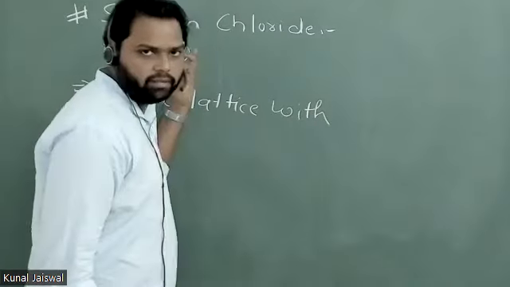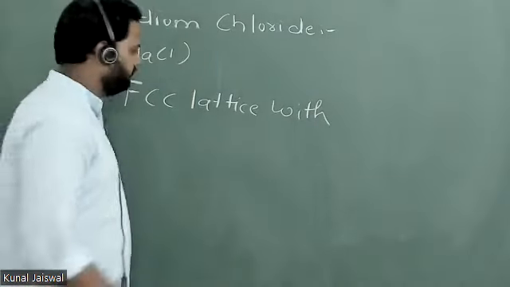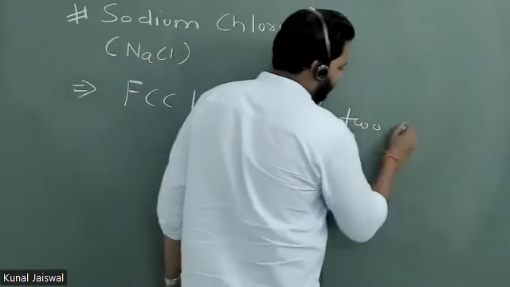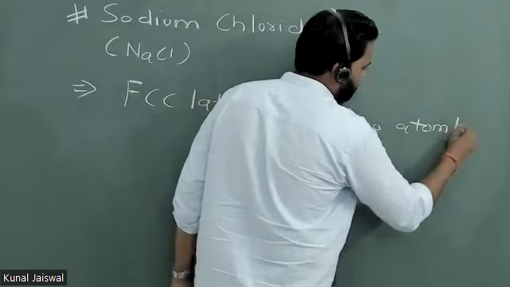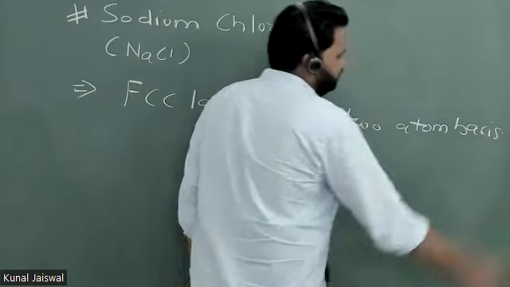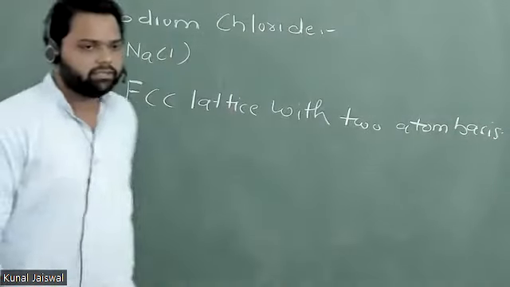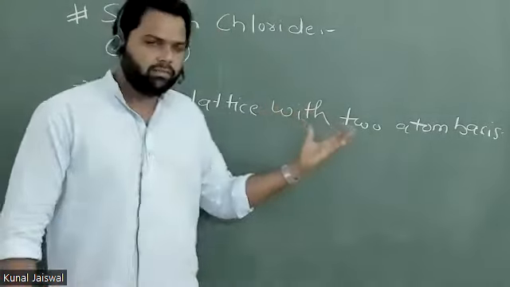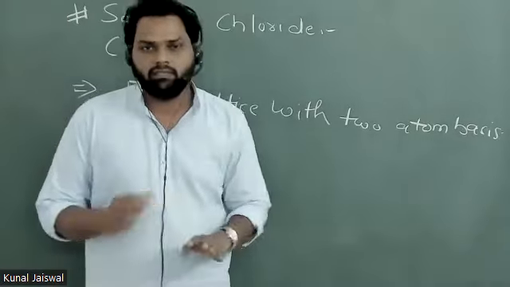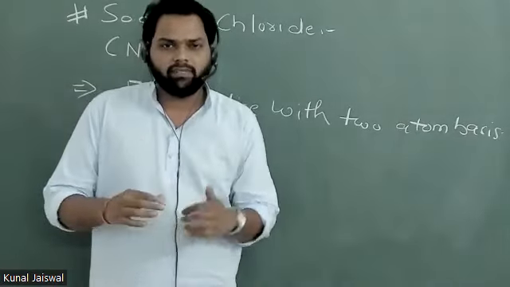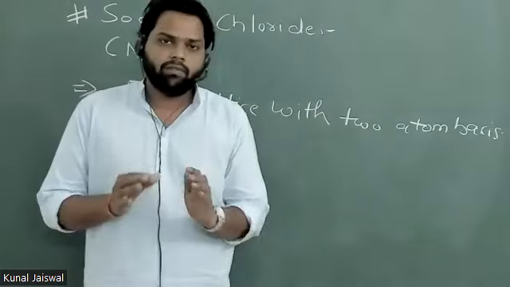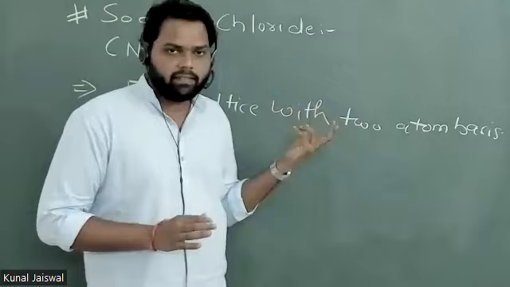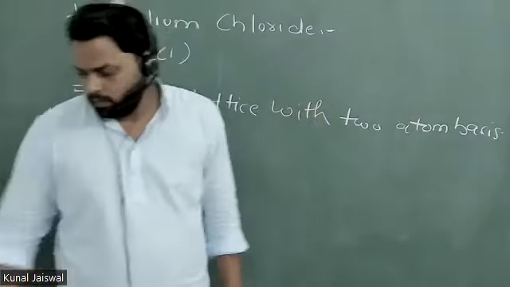Basically, these are ions. This is Na plus and Cl minus ion. FCC lattice with two atoms or ions. So two atom basis. देखते हैं इसका structure बनता कैसे है. See, this is quite interesting. And if you guys understand the structure, the rest will follow like FCC or BCC. Nearest neighbor, second nearest neighbor, third nearest neighbor, that will be followed as we discussed in BCC or FCC. But the main thing is to understand the structure.